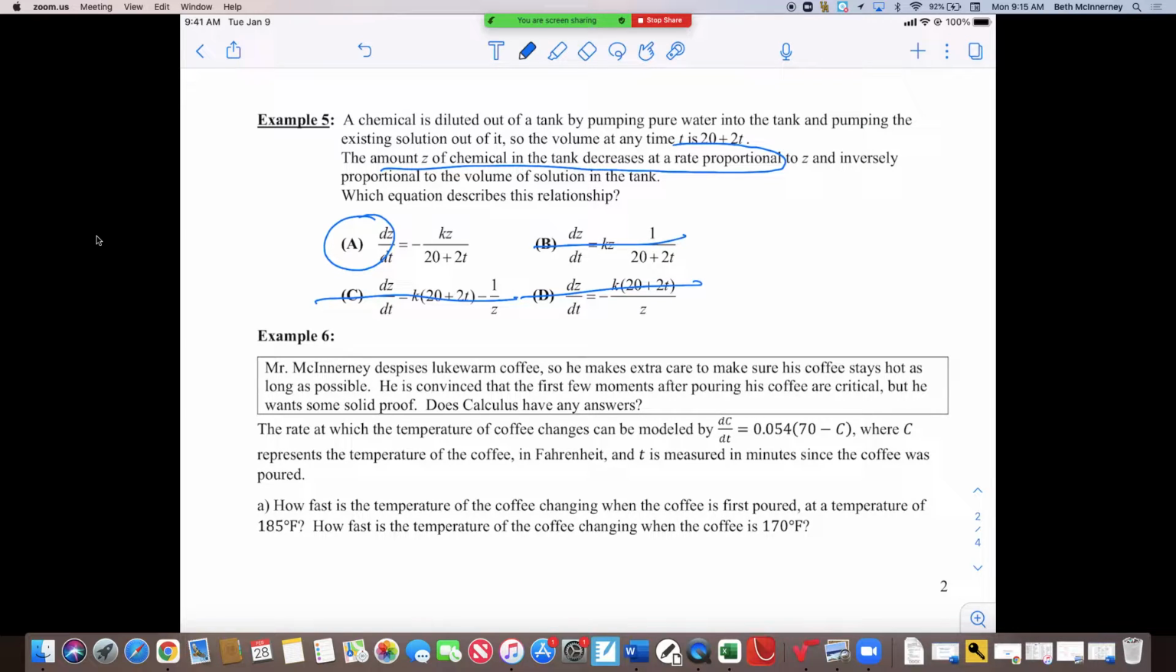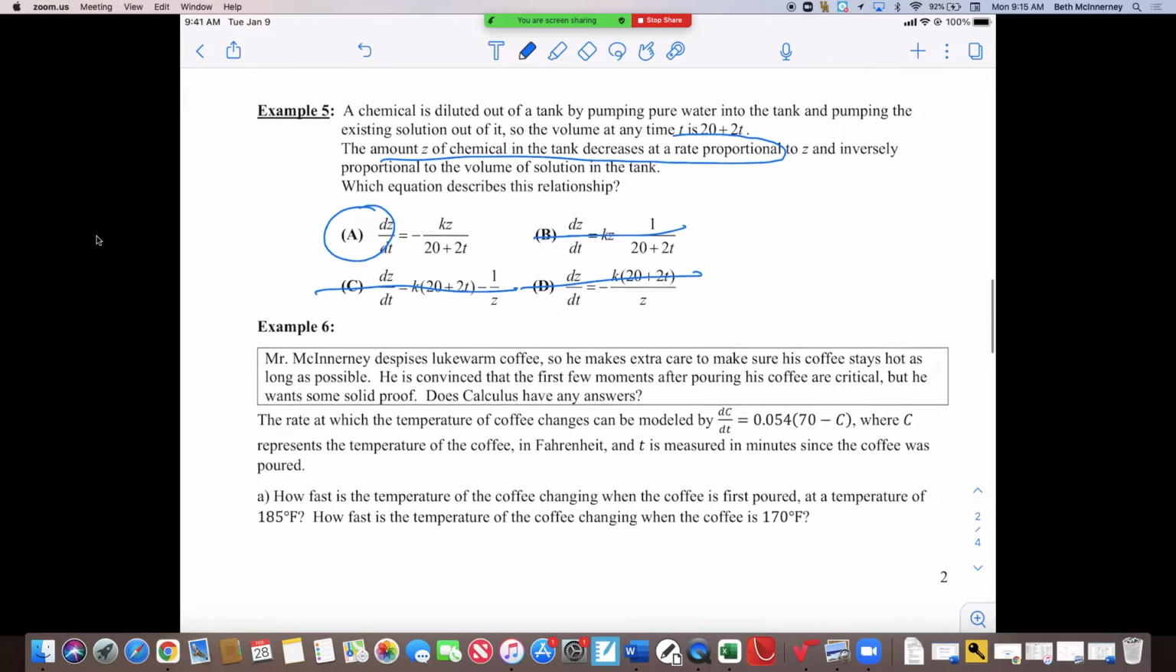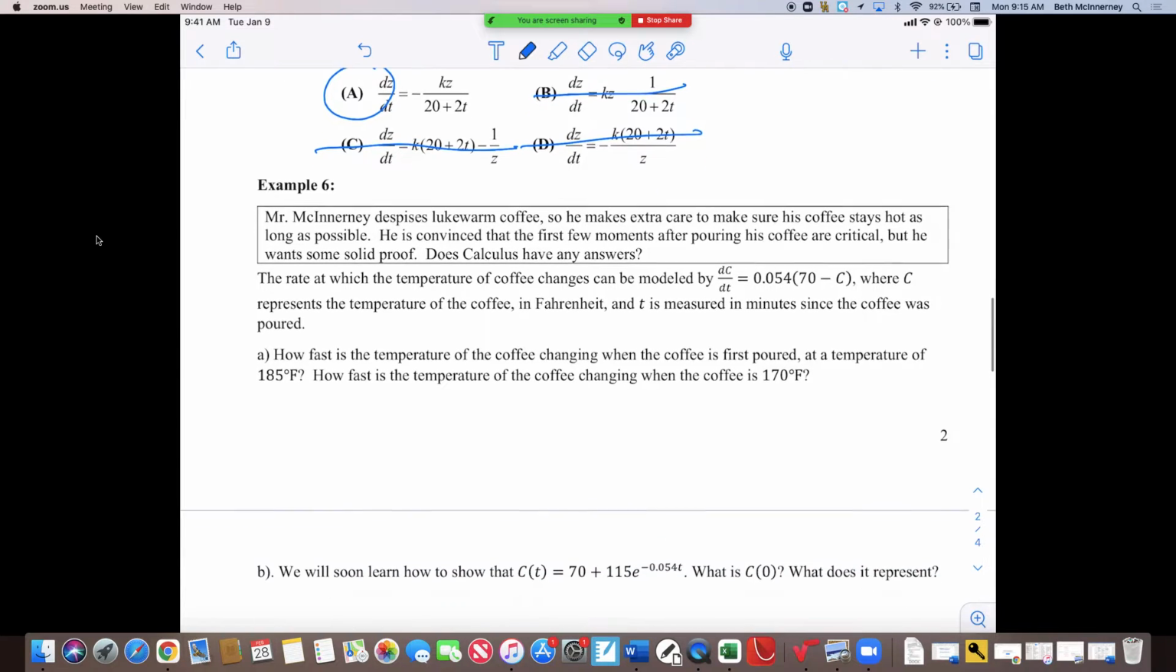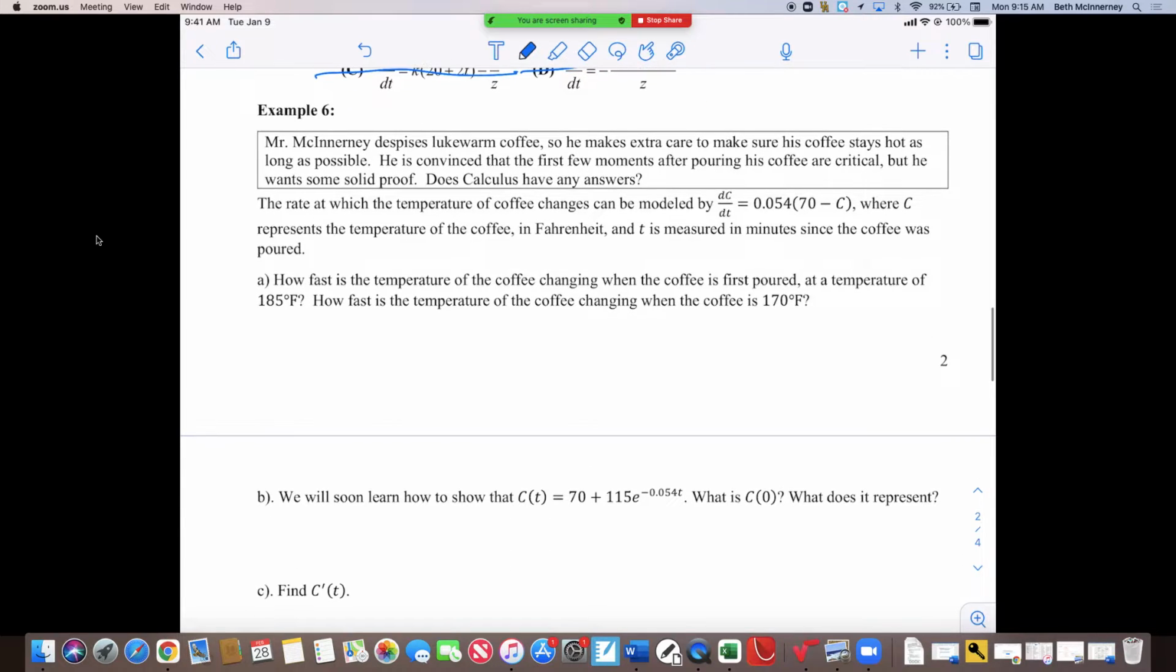Here's example 6. Mr. McInerney despises lukewarm coffee, so he takes extra care to make sure his coffee stays hot as long as possible. He is convinced that the first few moments after pouring his coffee are critical, but he wants some solid proof. Does calculus have any answers? Let's find out. The rate at which the temperature of coffee changes can be modeled by dC/dt equals 0.054 times the quantity 70 minus C.